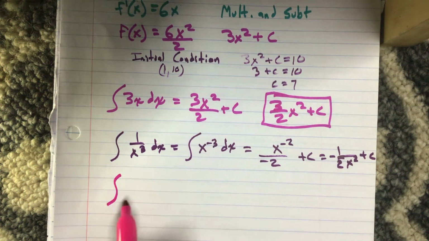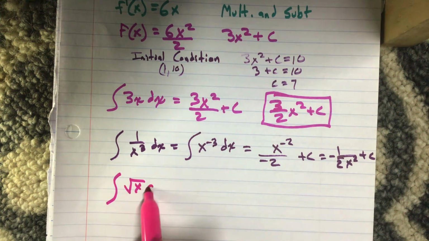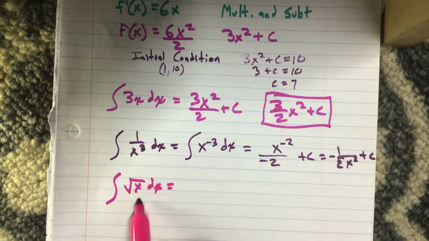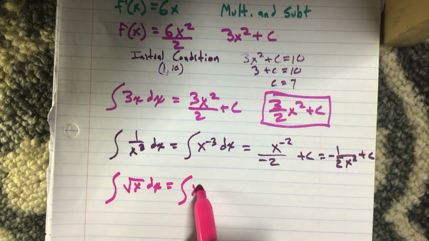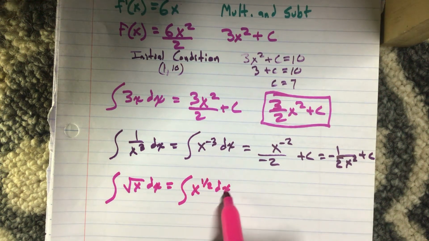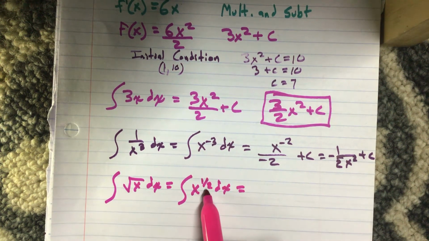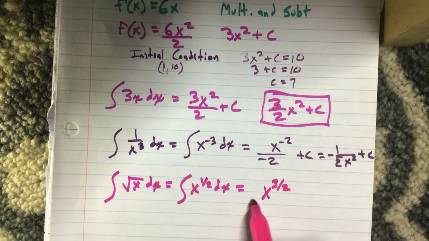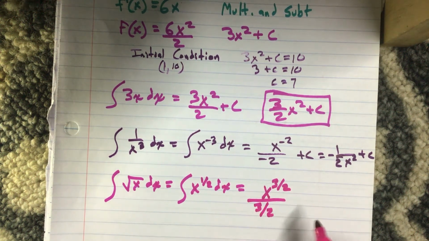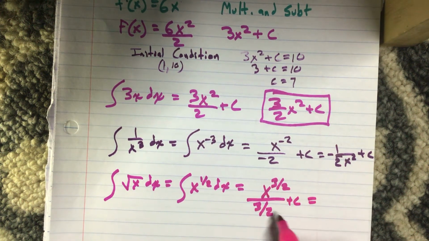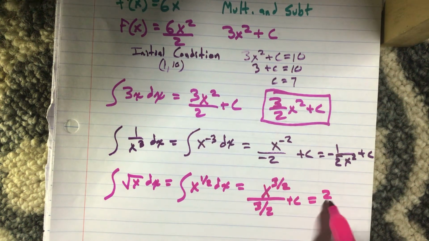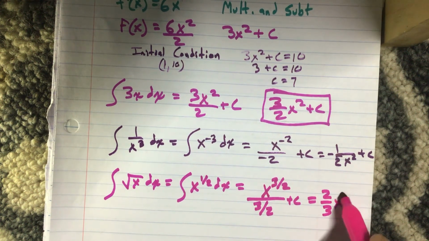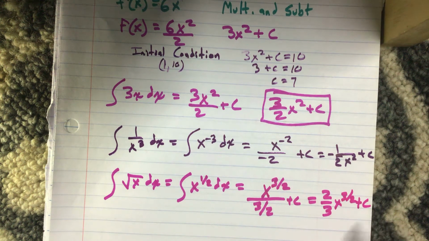You could do the antiderivative of square root of x. Again, before I did it, I would rewrite this as x to the 1/2 dx. I need to add 1 to this. When you add 1 to a half, you do it in the form of 2 over 2. So you get x to the 3 over 2, and then you're dividing by 3 over 2 plus c. Dividing by 3 over 2 is the same as multiplying by 2/3. So 2/3 x to the 3 over 2 plus c, and that's the antiderivative.